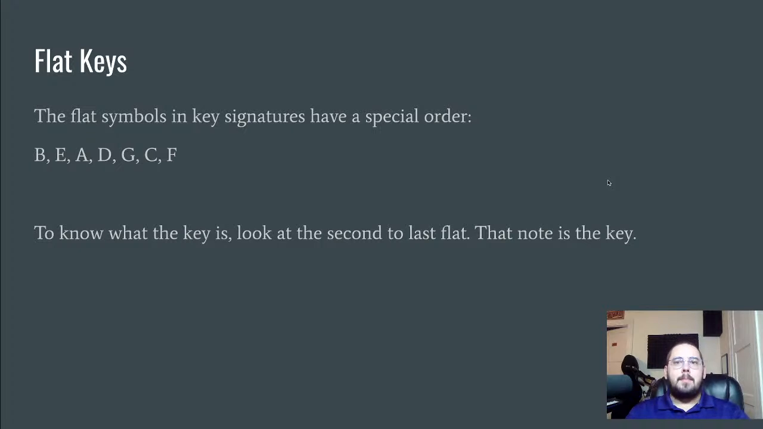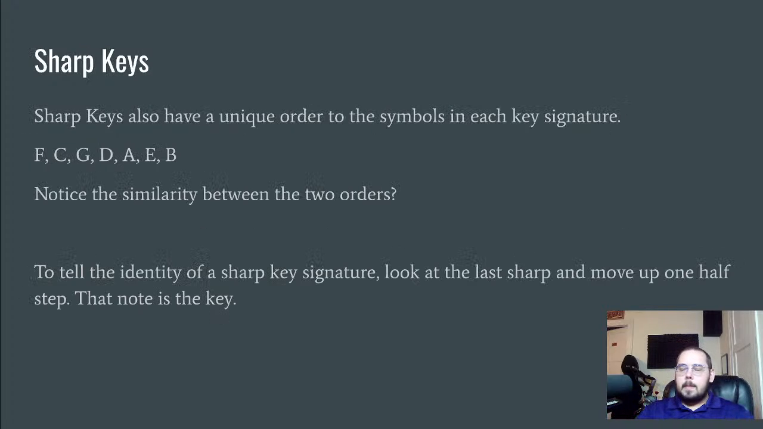We'll see some examples of these images in just a second. I probably jumped into this recording a tad too soon, but we're going with it. Sharp keys function very similarly, but they have their own unique order. The sharp symbols will appear on the lines and spaces in the order F, C, G, D, A, E, B. I don't know if you noticed the similarity between the two.